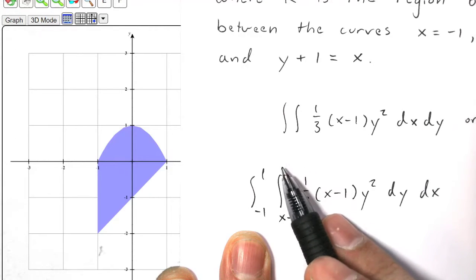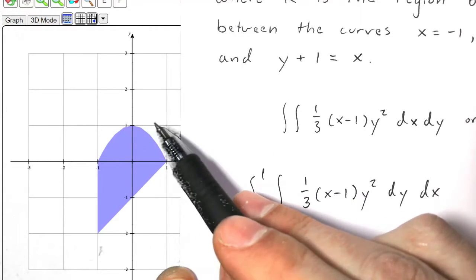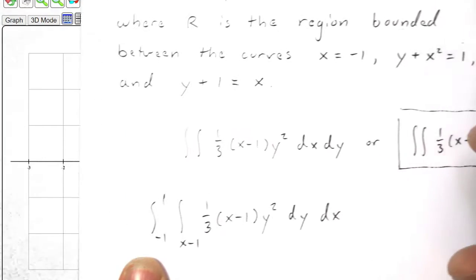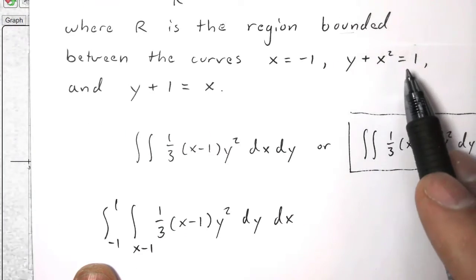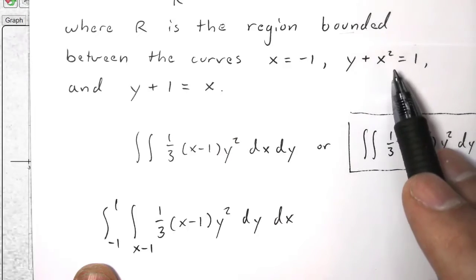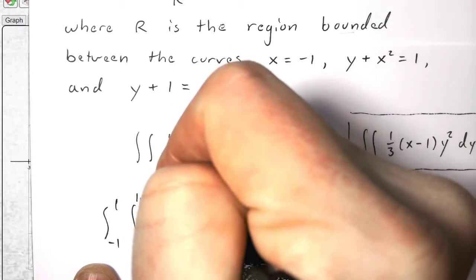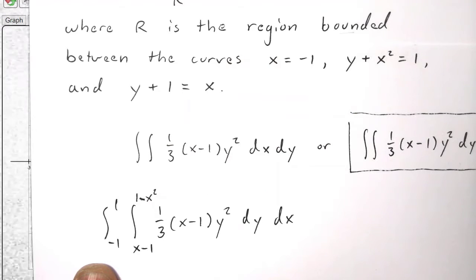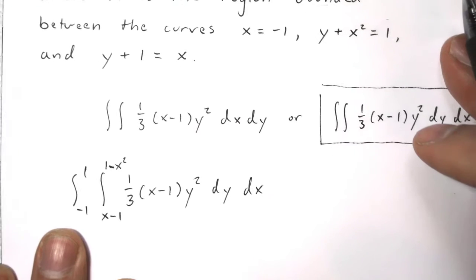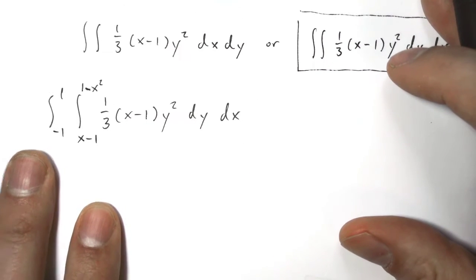Now what about the upper limit? Well, that's this curve over here, and that came from this expression. So if I solve this for y, I get y equals 1 minus x squared. So that's what goes here, 1 minus x squared. Okay, so let's go ahead and do this integral now.